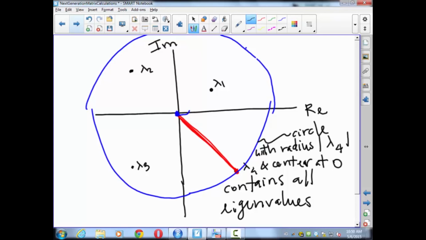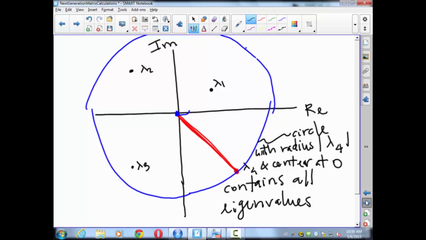Okay, so if we identify which eigenvalue has largest modulus, then we have this notion of encircling: taking center at the origin and taking a radius equal to the largest distance from the origin, and that guarantees that this circle will contain all the eigenvalues. So in this context, there is something called a spectrum, and more importantly, the spectral radius.